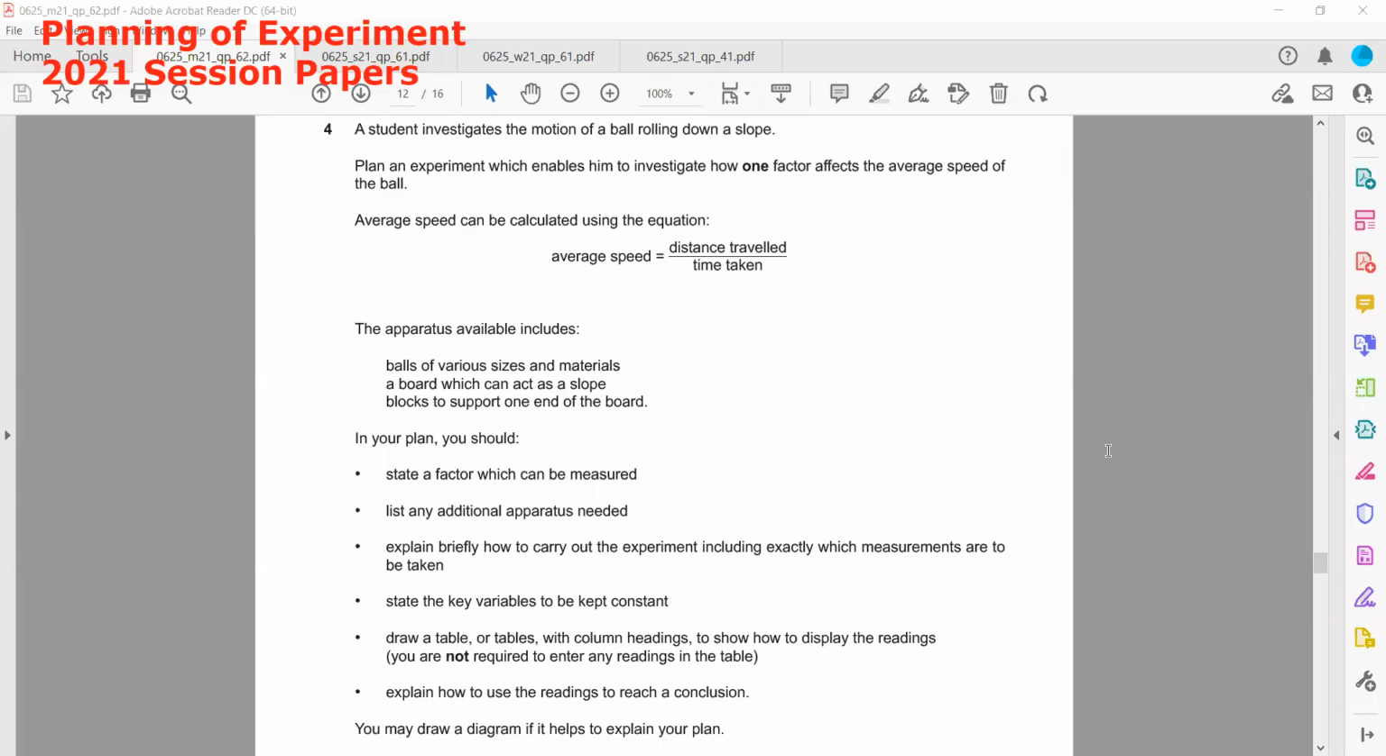So, planning of experiment, 2021 session papers. The first one: a student investigates the motion of a ball rolling down a slope. Like, there is a ball which is rolling down onto the slope. We have to plan an experiment which enables us to investigate how one factor affects the average speed.